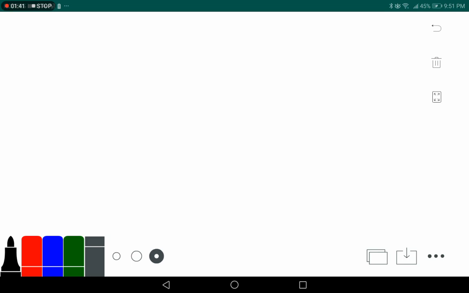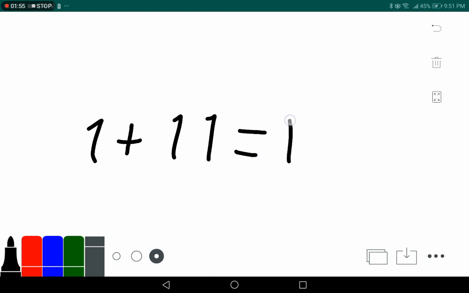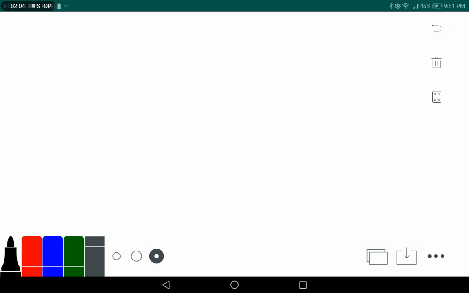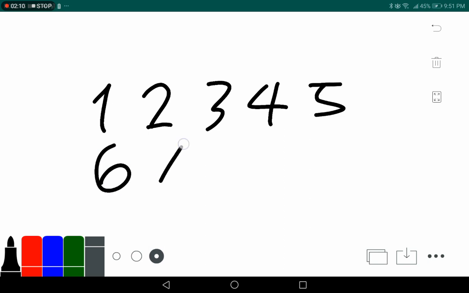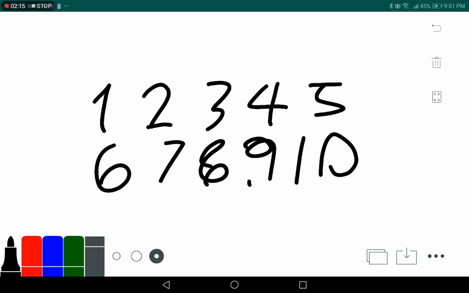Okay, so we already know basics. Basic math, 1 plus 1 equals 2. But let's get a little more complex. So 1 plus 11. Remember, anything plus 1 is just the number after it. 1 plus 11 equals 12. Okay, so listen. 1, 2, 3, 4, 5, 6, 7, 8, 9, 10. So you could see that anything plus 1, it turns into the number ahead of it.